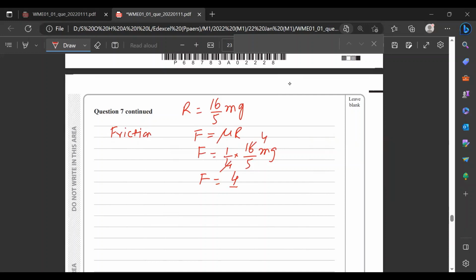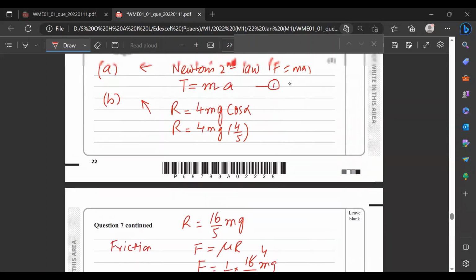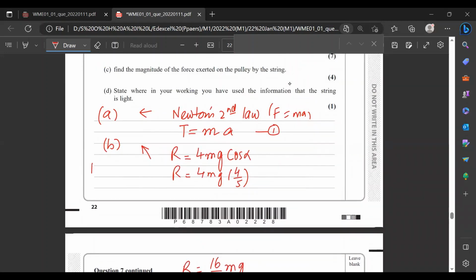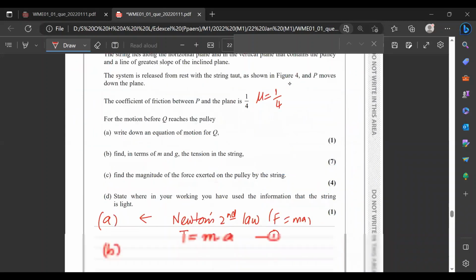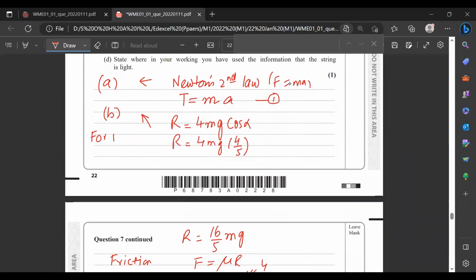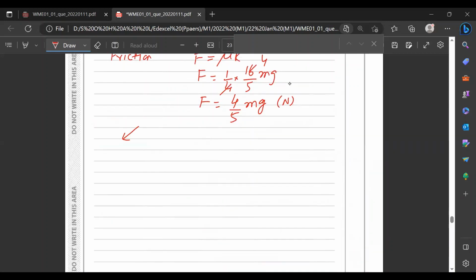This is 4 over 5 mg newtons, the friction. 4 over 5 mg is the friction. So as this particle is coming down, I'm talking about the particle which is on the inclined plane, for P, which is of mass 4m. This is working for that particle.